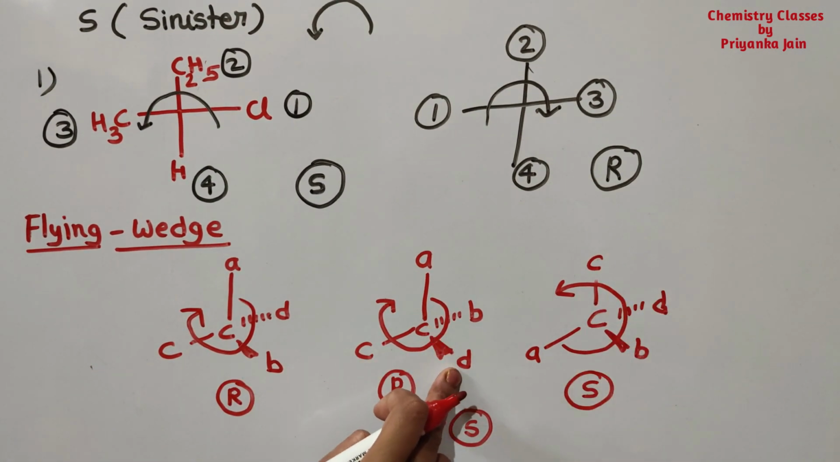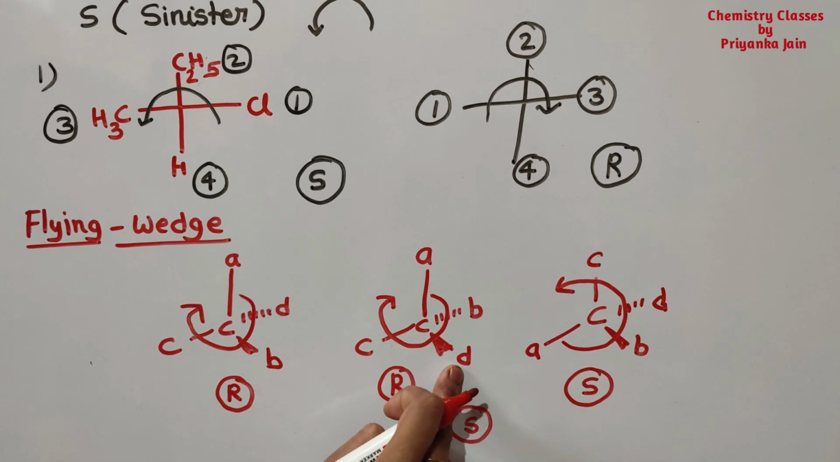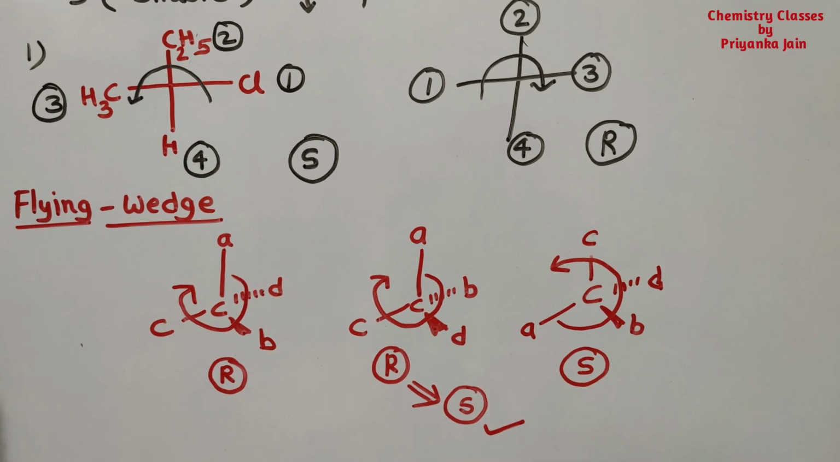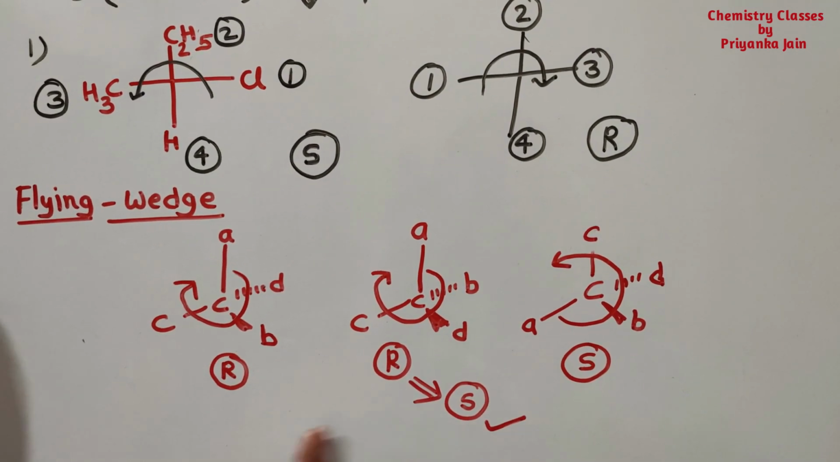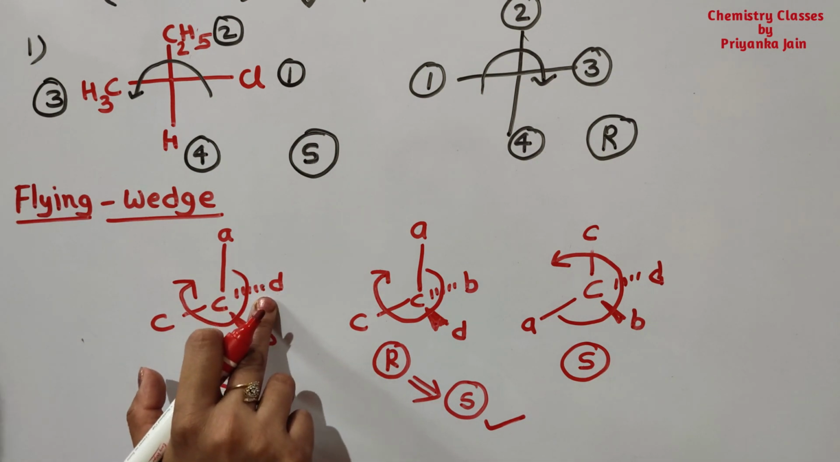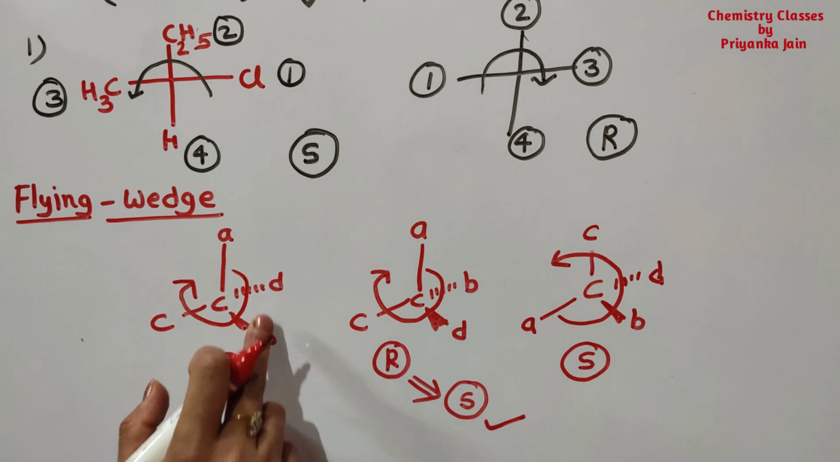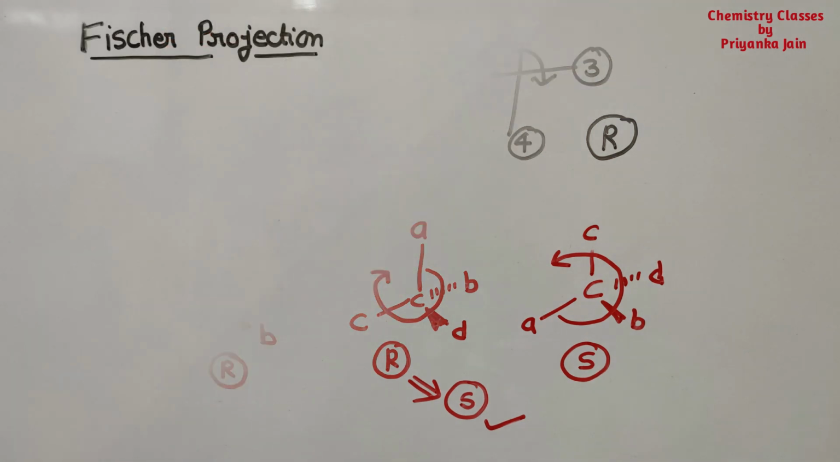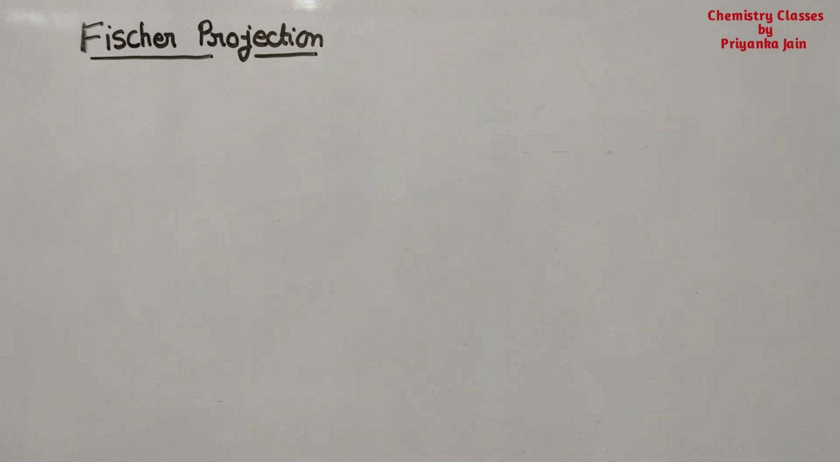If the fourth priority group is given above the plane, then we have to invert this configuration and we will get our answer. This is the right answer. This is the S configuration. Okay, and in the case of the dashed line, when it is present below the plane, then the sequence will remain as it is. It means the configuration will remain as it is. Okay, now if we have given the Fischer projection, then what we have to do?